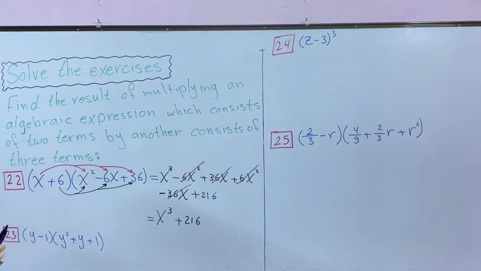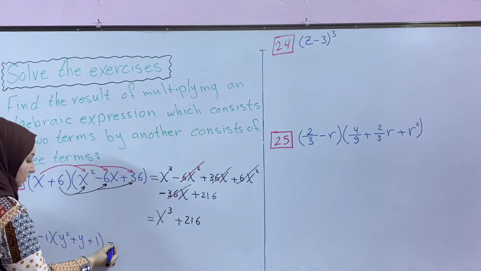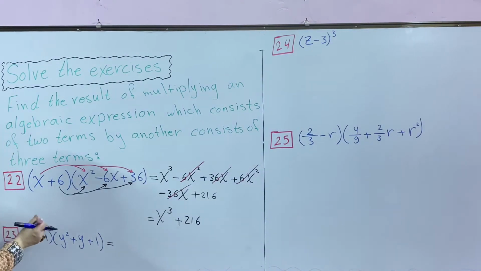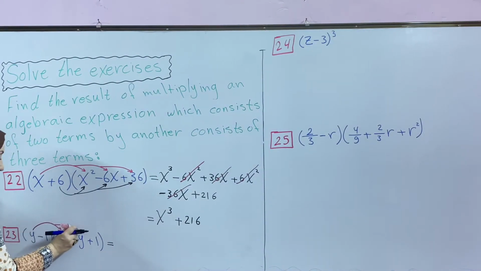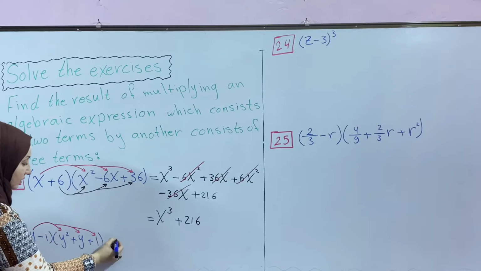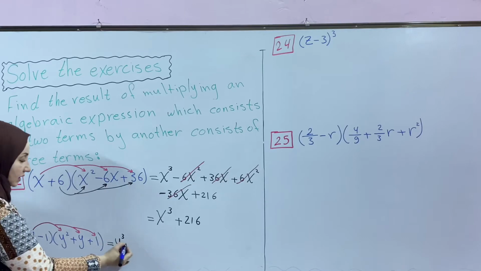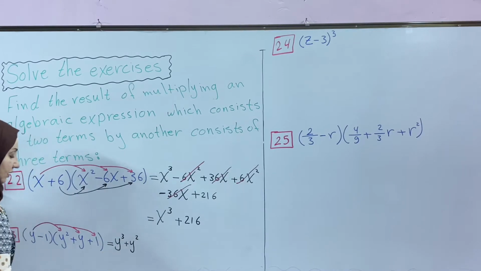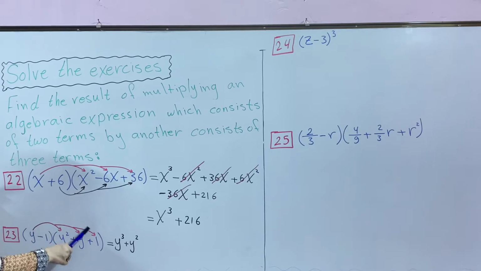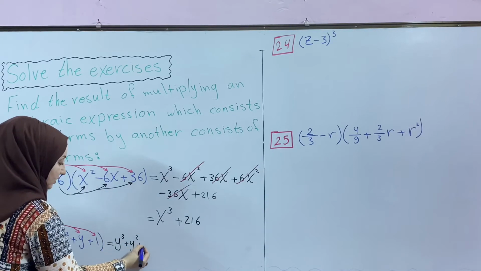And now we will solve number 23. Also we have multiplying of two algebraic expressions, one of which consists of two terms and the other consists of three terms. So we will use the property of distribution. We will multiply the first term by all the terms of the second expression. Y multiplied by y squared, y cubic. Y multiplied by positive y will be positive y squared. Y positive multiplied by positive 1 will be positive y.